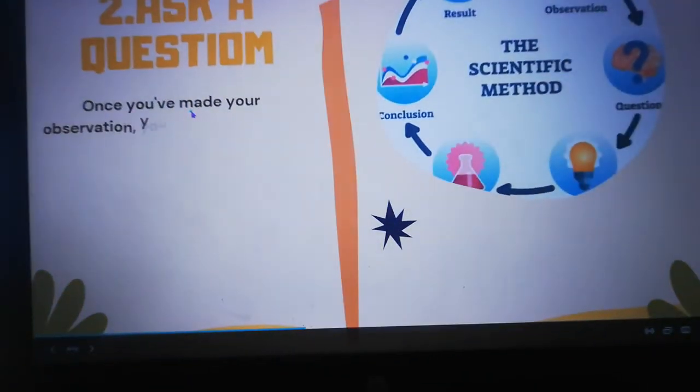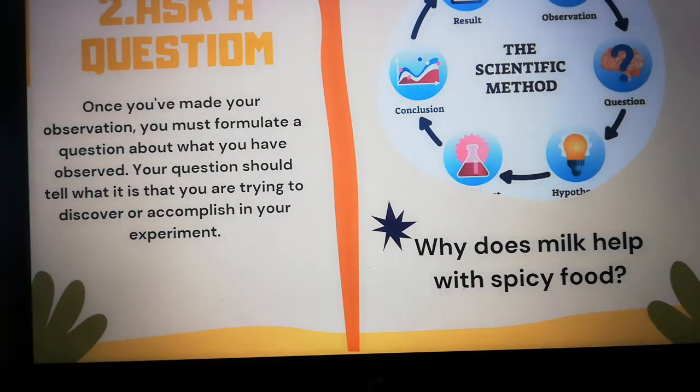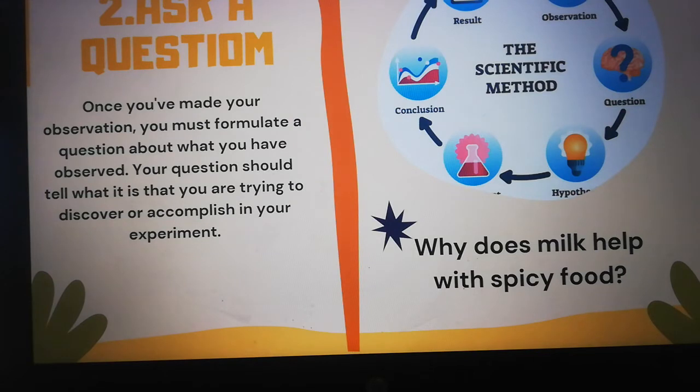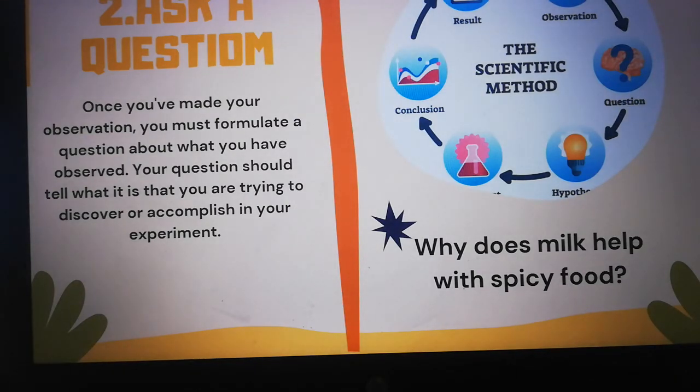which is to ask a question about that observation. Your question should tell what it is that you are trying to discover or accomplish in your experiment. In my case, I chose the question, why does milk help with spicy food? Moreover, we have here a photograph of the scientific method.